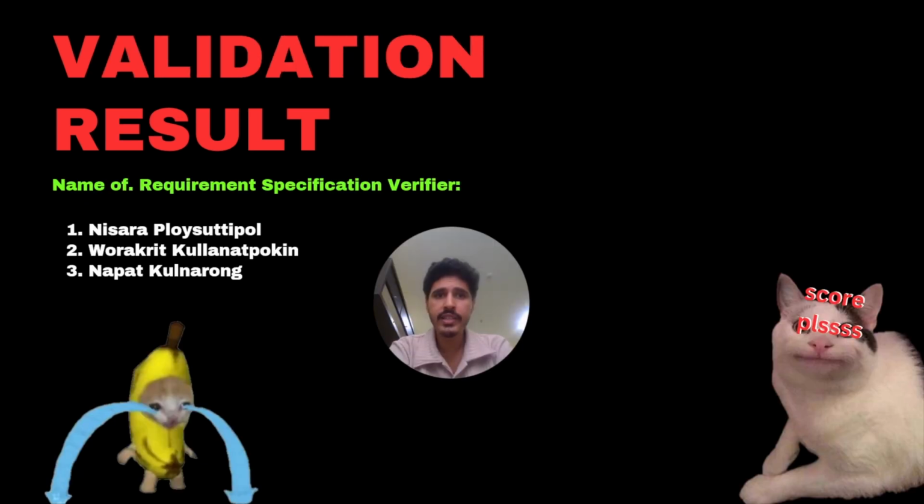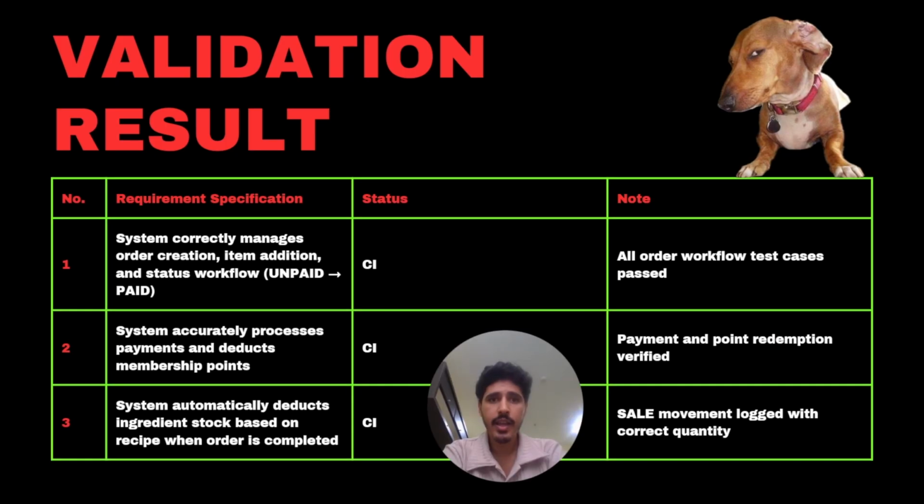Now we move to validation. While verification checks if we built the system correctly, validation checks if we built the correct system. In other words, validation ensures that the system meets user requirements and works as expected in real scenarios. In this slide, we present the first part of the validation result. We tested whether the system correctly handles order creation and workflow, payment processing, and membership point deduction. We also verified that inventory is automatically updated based on recipes when orders are completed.